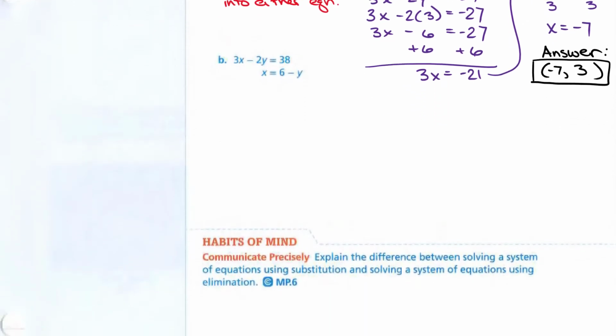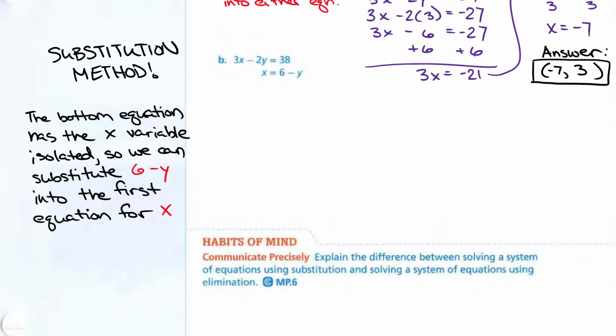Now for part B, you could use the elimination method here. We would just need to rearrange that bottom equation. Or we can use our substitution method. So for this example, part B, we're going to use our substitution method. The bottom equation has the x variable isolated, so we can substitute 6 minus y into the first equation for x.